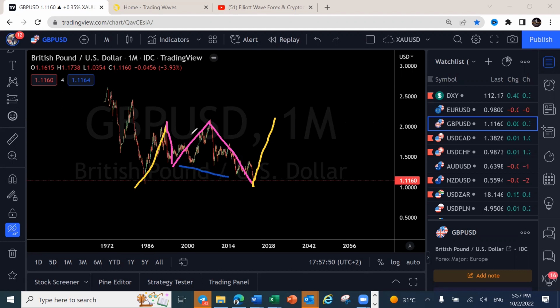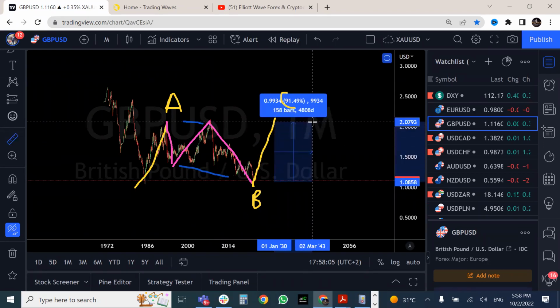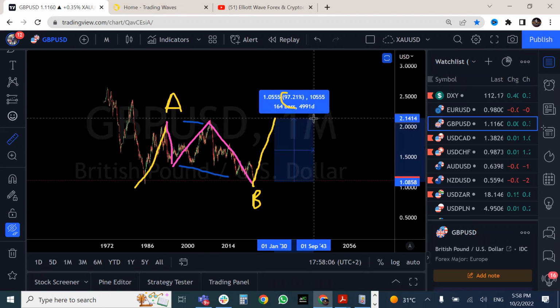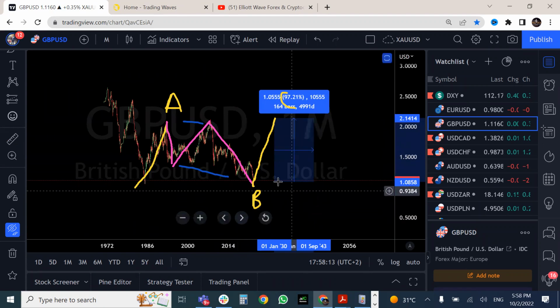Now, if we get that, that is the structure that we're going to be looking at, and we would have this one as this complex B correction, and your simple structure here on the monthly will be this A move, this B move, and this C move. Are we ready for this? How many pips is that? You can just imagine how many that is. We've just dropped 3,000 pips in the last couple of days, so this is over 10,000 pips. Are we ready for the next couple of months for pound to reverse? We're waiting for that reversal.